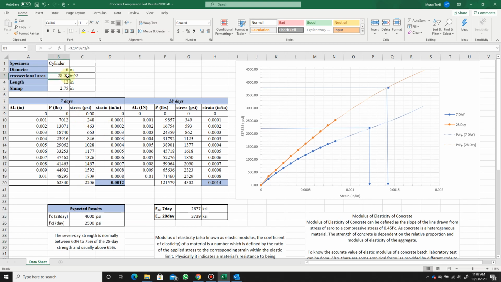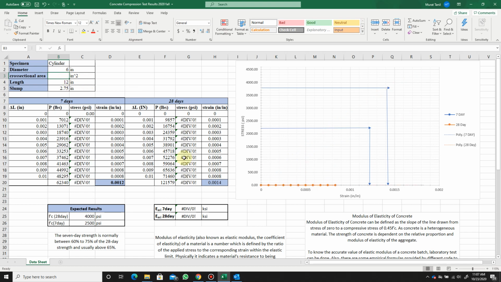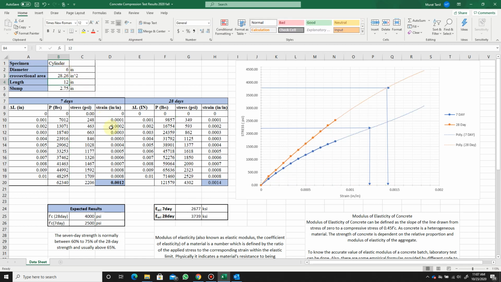So let's remove these sections. If I delete this section, cross-sectional area, everything is going to be gone. But since you know the equation is pi d squared over 4, 3.14 times d squared over 4. See, the graph is working by itself. But now I'm going to erase all these sections.